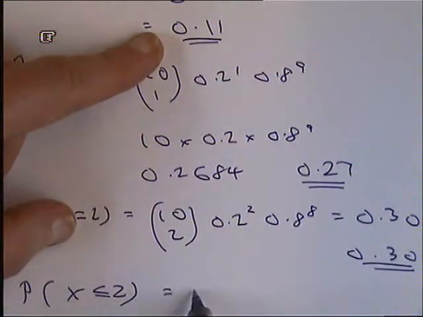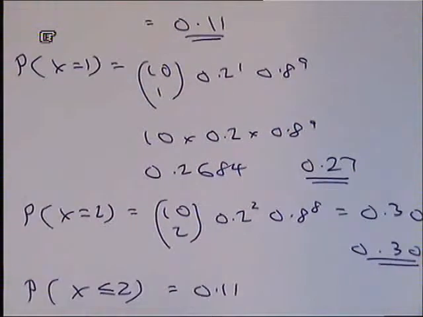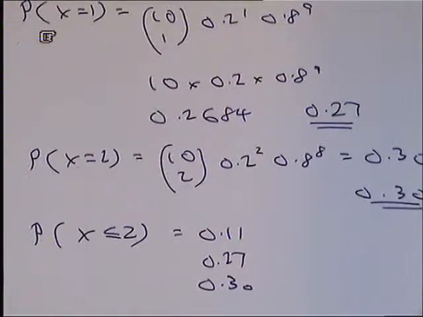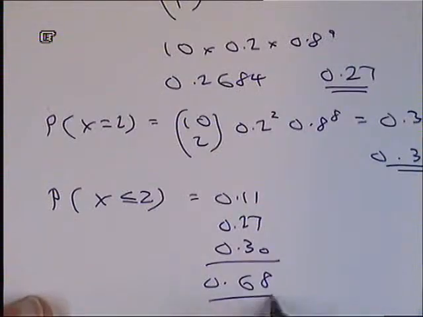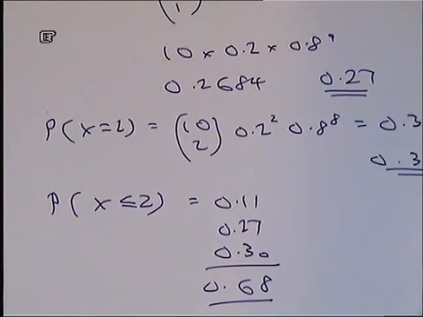For 0, we had an answer. For 1, we had an answer. And for 2, we had an answer. We've worked those probabilities out, and if I add those probabilities up, I get 0.68. And that is that question completed.